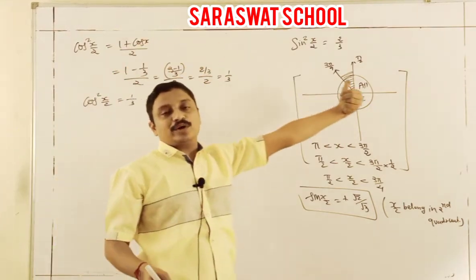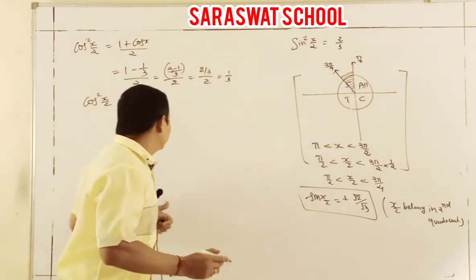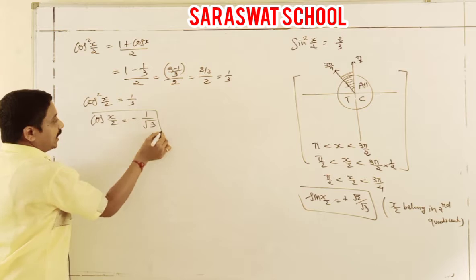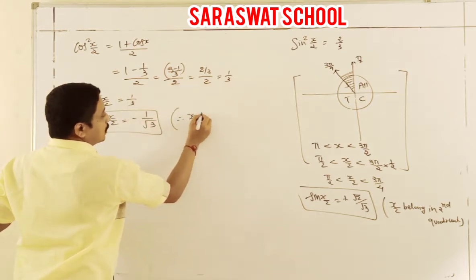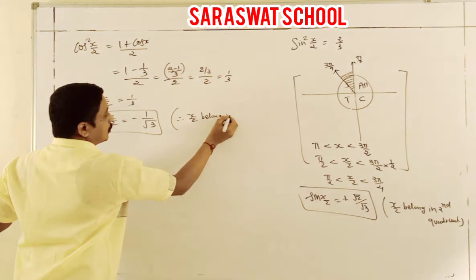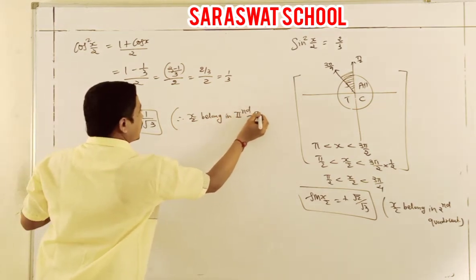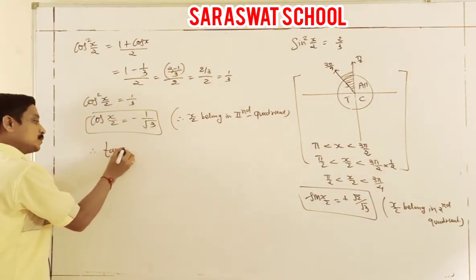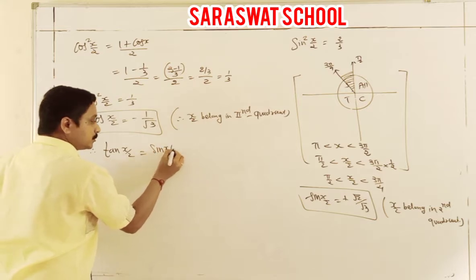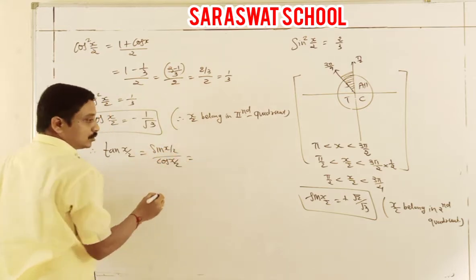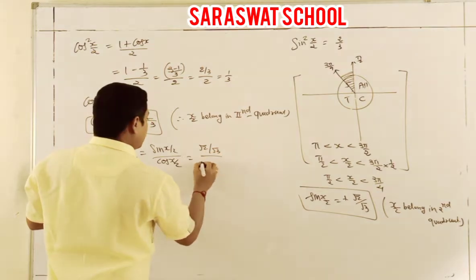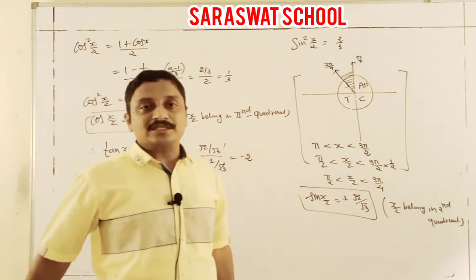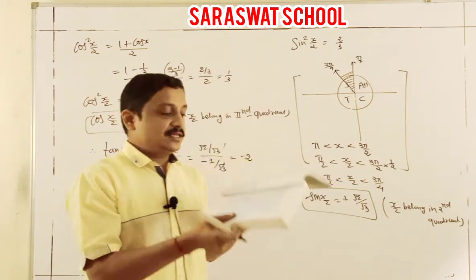Here also, students, the x by 2 condition is the same, second quadrant. So I am showing it is negative. Why negative? Because x by 2 belongs in the second quadrant. And last, tan x by 2, which is sin x by 2 upon cos x by 2. I know the value root 2 by root 3 and minus 1 by root 3, that is minus root 2, and that's the overall sum here, students. Question number 9.